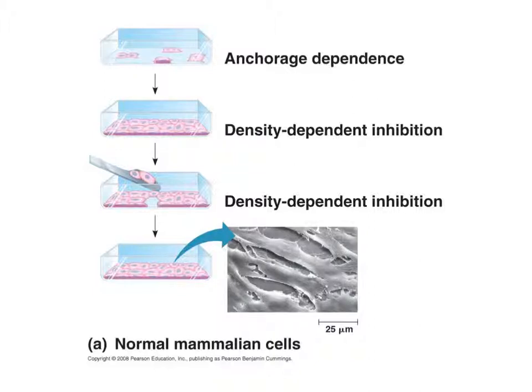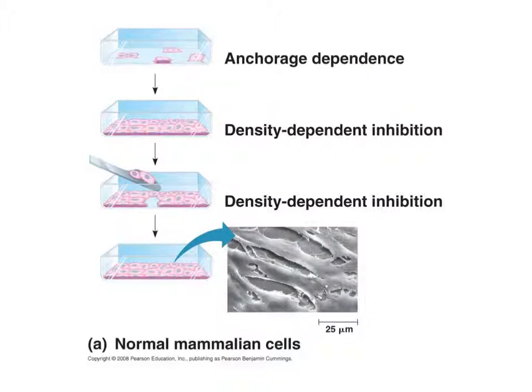So the cell will stay in G0 until cells are removed and now there's a hole. Those cells are not getting the signal anymore to stop dividing, so they get past the G1 checkpoint and do a round or two of mitosis, and then they fill that hole back in, and now they're touching again, so they stop dividing. That's density-dependent inhibition. Another signal that cells have to have in order to divide is anchorage dependence.